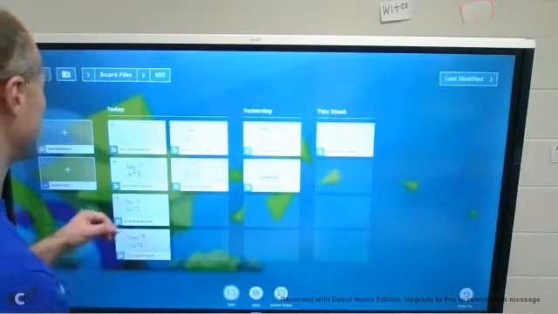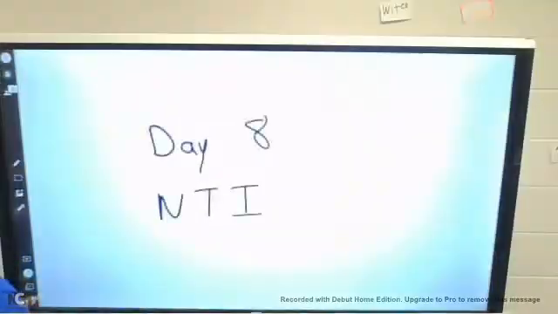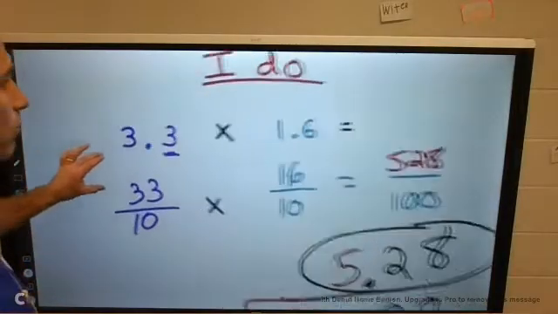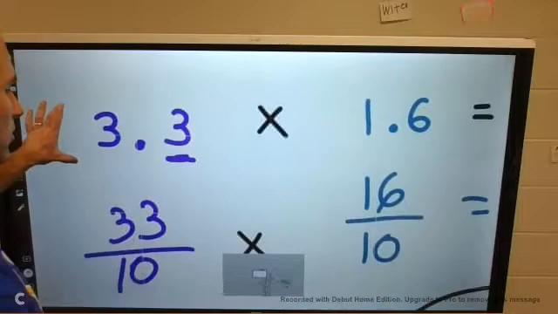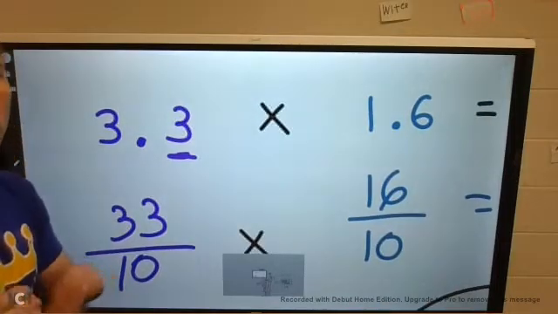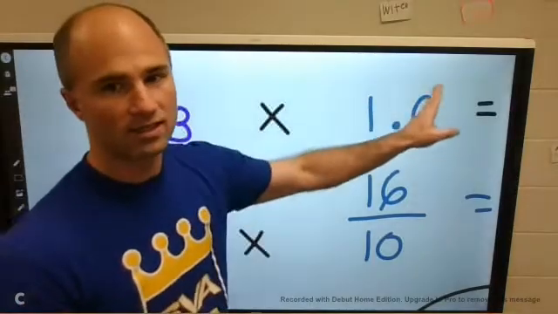is decimals. Get excited. I know I am. All right. So we are solving, I'll show you the first part, 3 3/10 times 1 6/10.